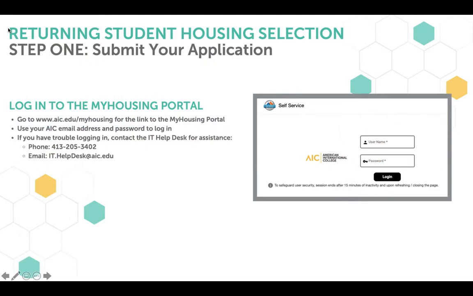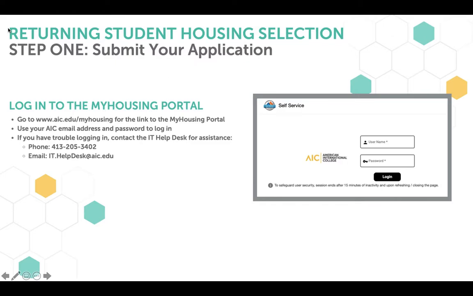To start the process, you're going to want to submit your application. To do so, you're going to go into the My Housing portal. For links to the My Housing portal, please go to our website at aic.edu/myhousing. Once you've reached the login page, you're going to enter your AIC email address and password.